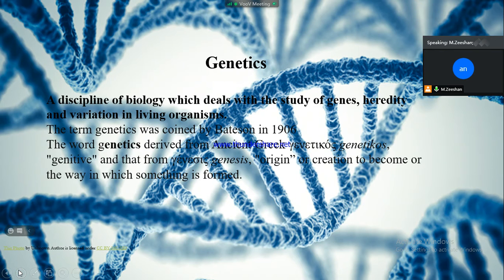So first of all, what is genetics? Basically, genetics is the discipline of biology which deals with the study of genes, heredity, and variation in living organisms. What are genes, how are these genes passed on to offspring from parents, and how does variation emerge between the parents and the offspring? This study is known as genetics.